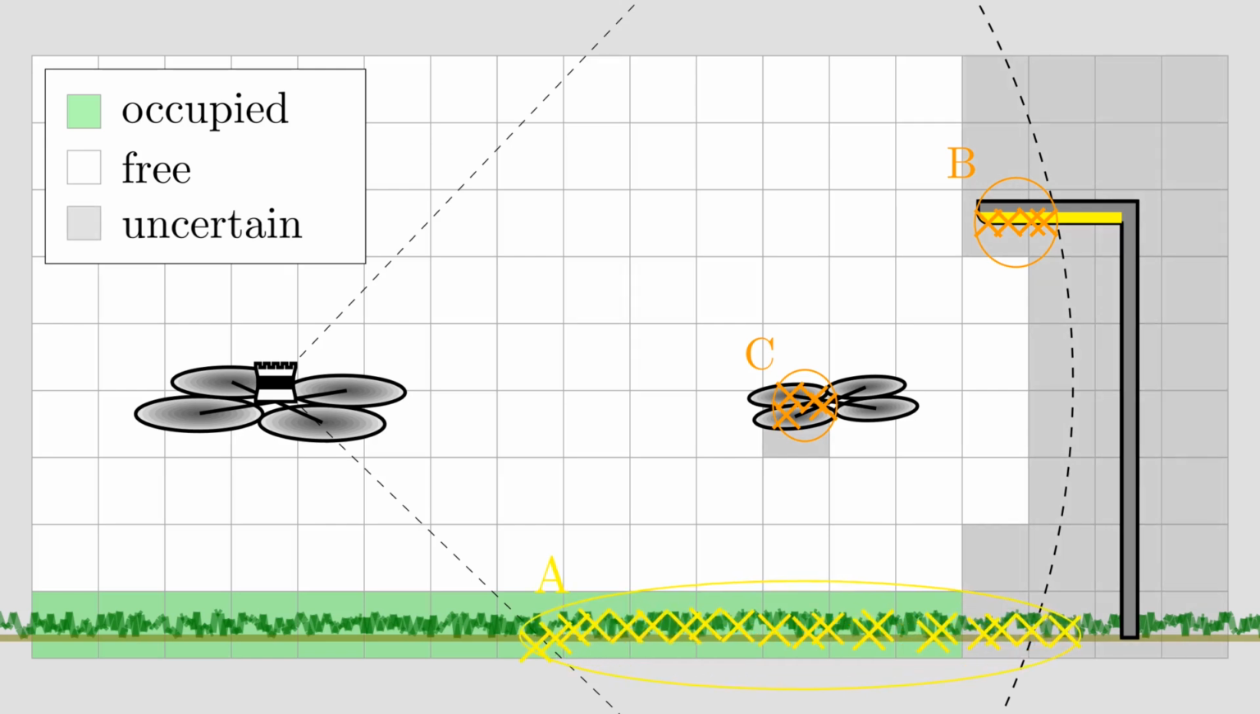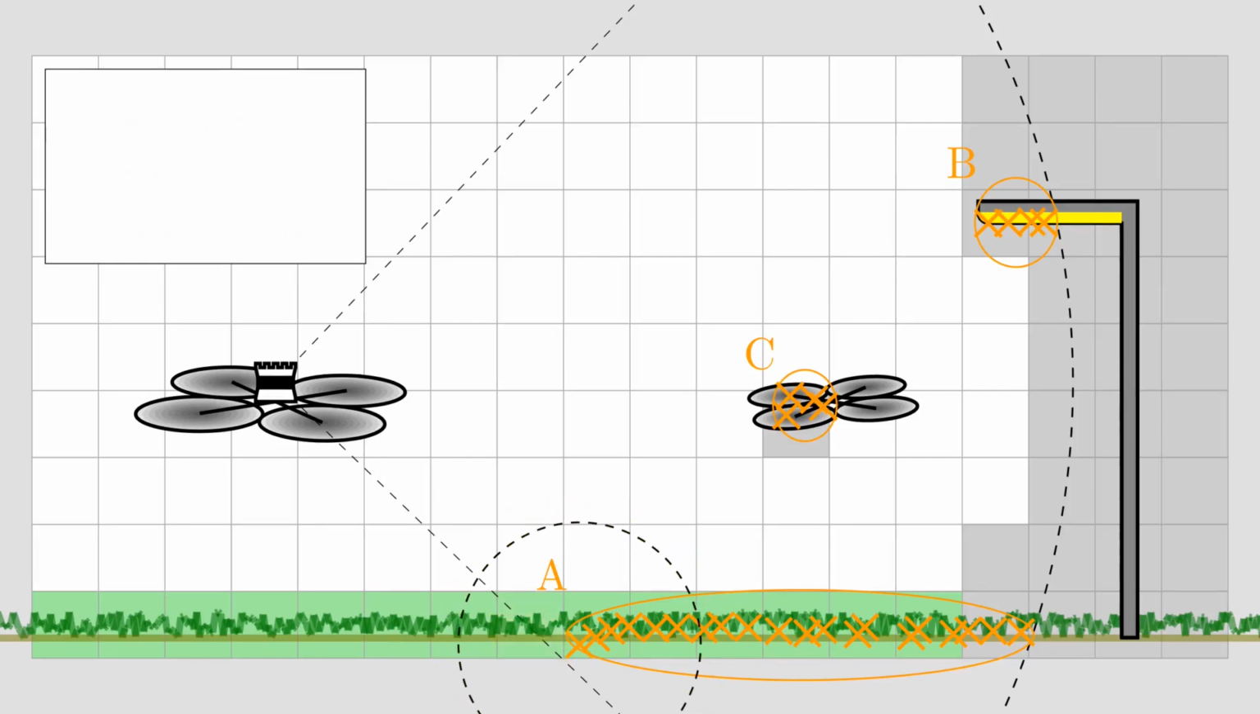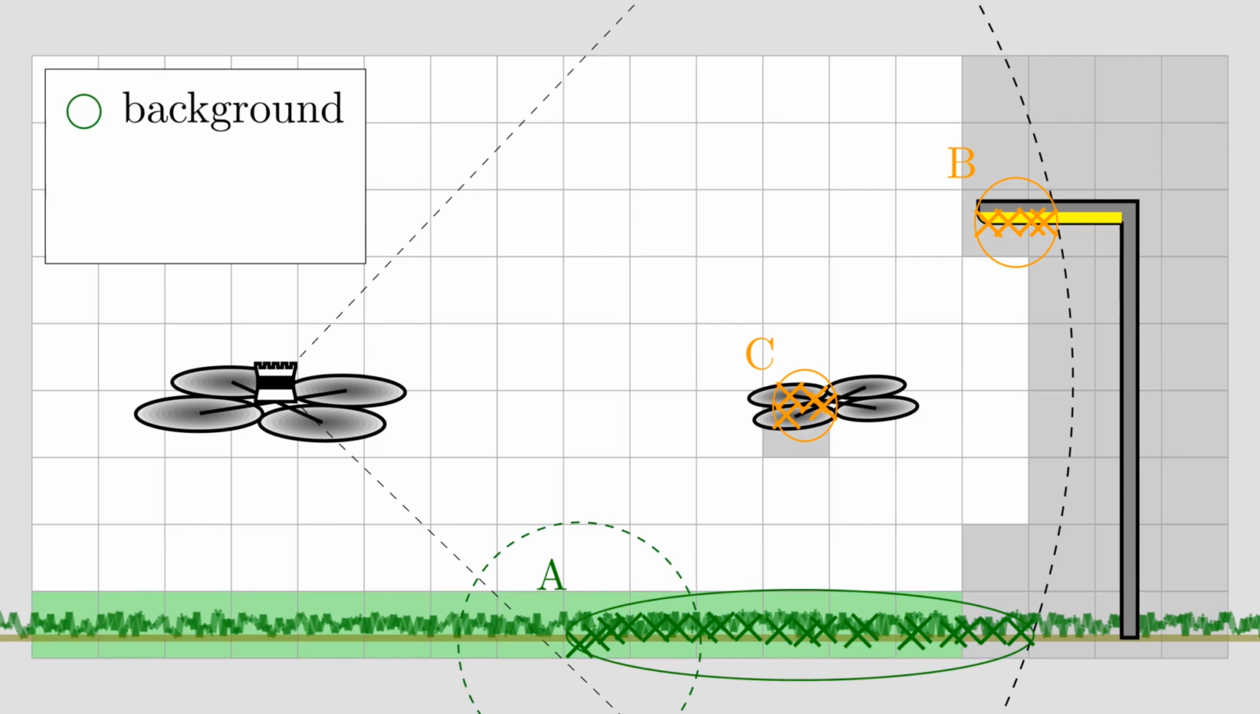For each point within a cluster, its vicinity within a distance is checked, and if it contains an occupied voxel, the whole cluster is categorized as background. In this case, the first checked point already has an occupied voxel in its vicinity, so all points within cluster A are classified as a background object. No points within cluster B are close to any occupied voxels.